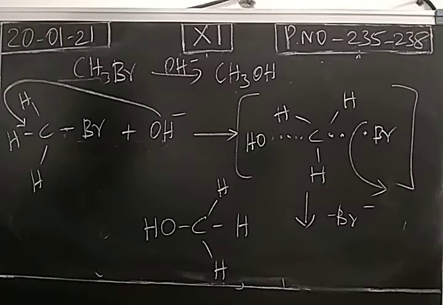Configuration represents the three-dimensional arrangement of atoms. This is the reactant bromomethane, and the product is methanol. You can see the inversion of configuration, right? The configuration is totally inverted, like an umbrella. When we go out in the rainy season, due to heavy winds, the umbrella will be inverted. In the same way, the configuration is inverted.